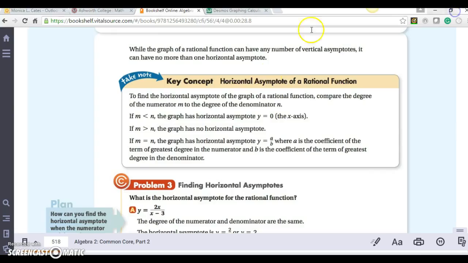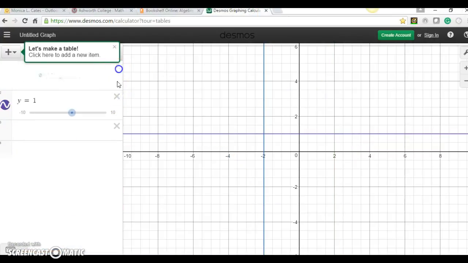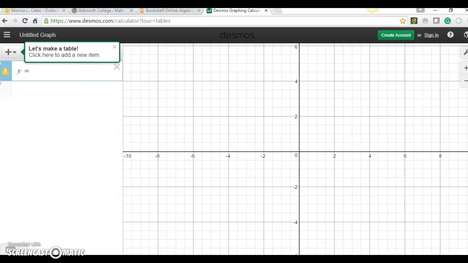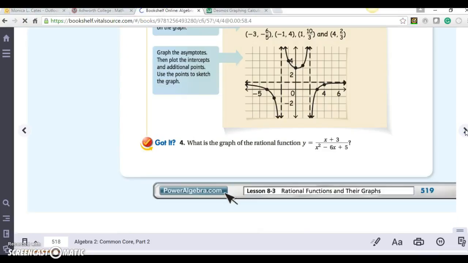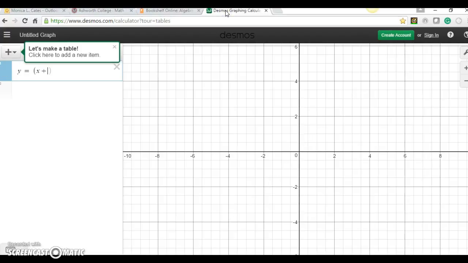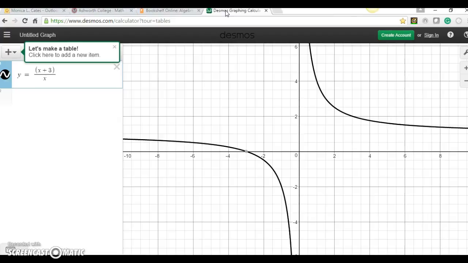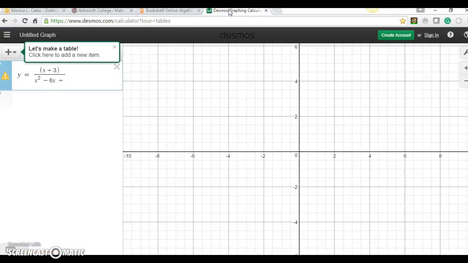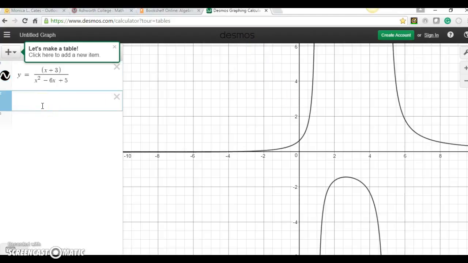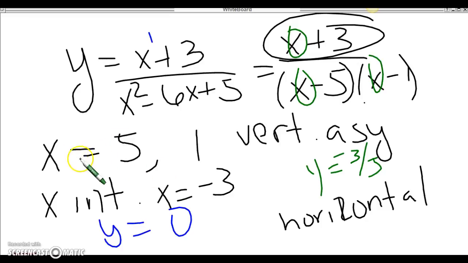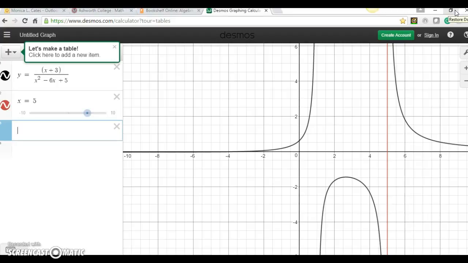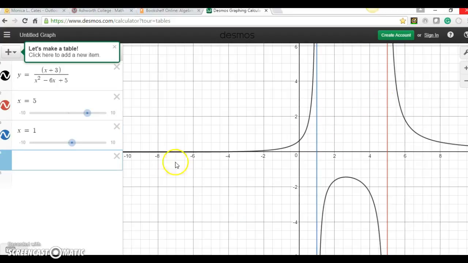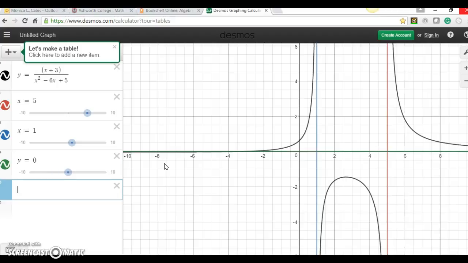Alright, so we're going to plug it in and see what we get here. Let me start us over from scratch. So I have y equals, put in my parentheses, x plus 3 divided by x squared minus 6x plus 5. Okay, so that looks about right. Let's see what we had here. We have x equals 5 and x equals 1 for our vertical asymptotes. So let's put that in there. It's 5. There we go. And that looks perfect. And then y equals 0 was our horizontal asymptote.